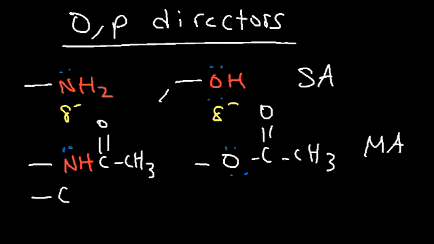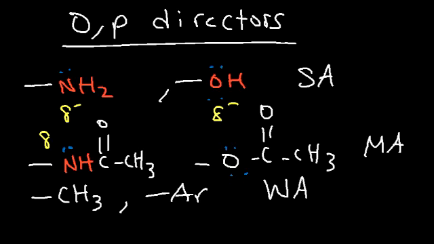And then you have R groups like CH3, an aromatic ring. These are weakly activating. Now this nitrogen is electronegative. It has a partial negative charge. The same is true for oxygen.